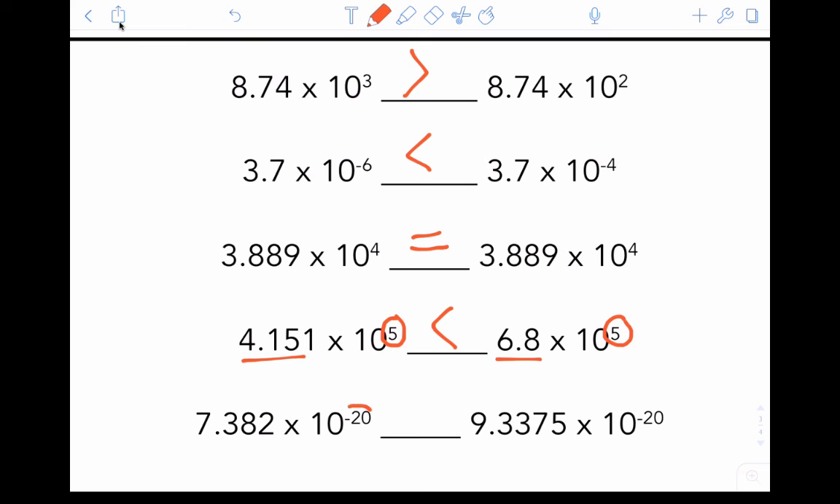And finally, looking at our exponents, once again, they're the same. So I need to look at my coefficients, and 9.3375 is greater than 7.382. So 7.382 times 10 to the negative 20th is less than 9.3375 times 10 to the negative 20th.